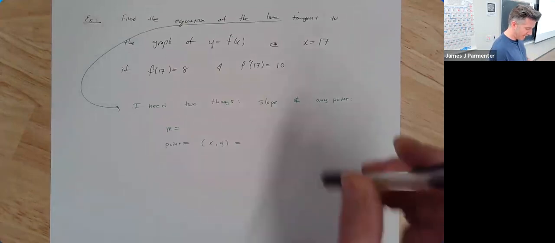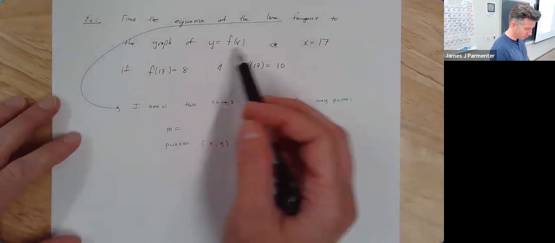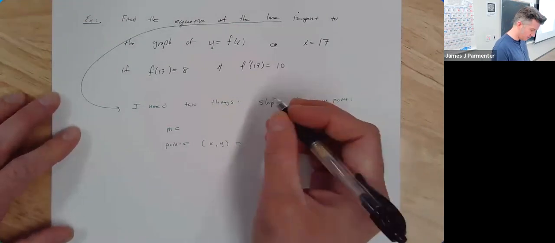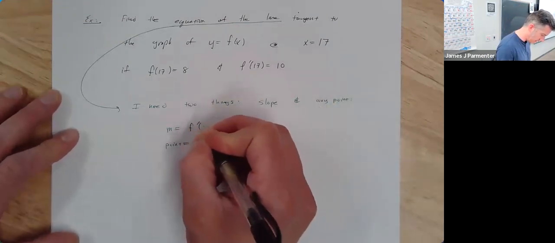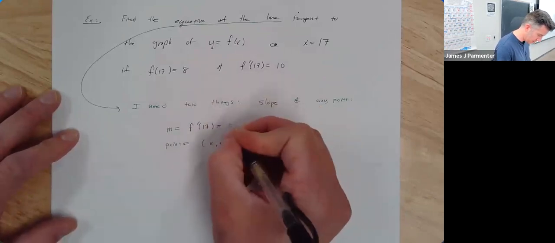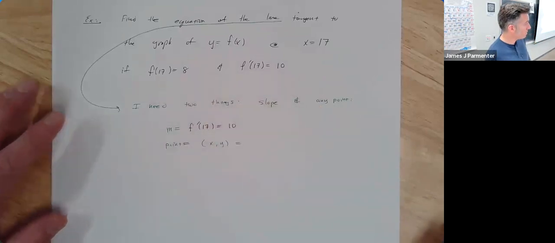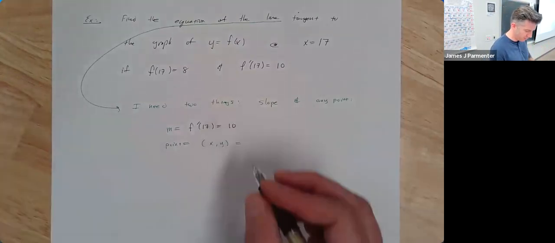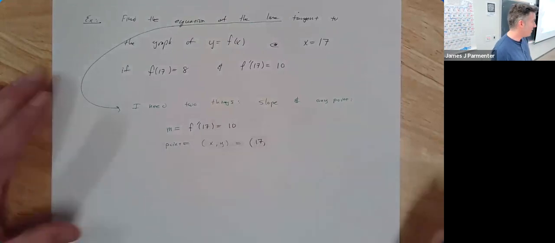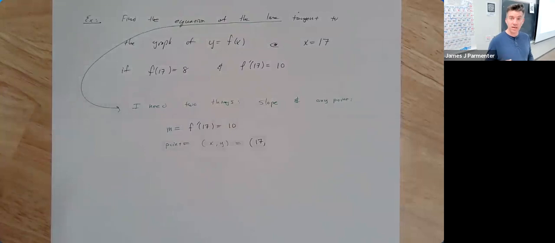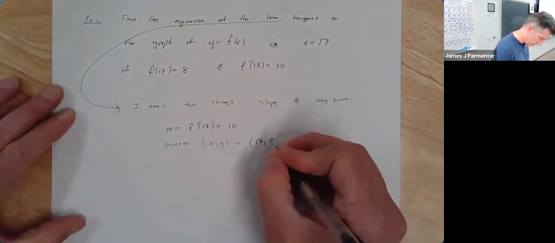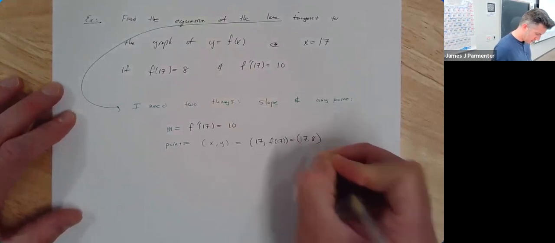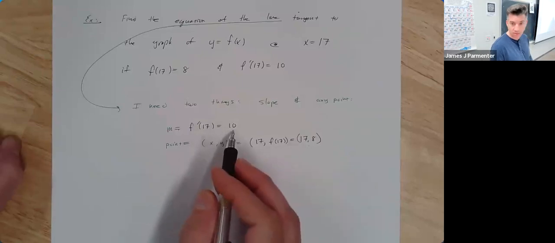Right, if we're looking for the line tangent to the graph of y equals f of x when x is equal to 17, well, the slope is going to be the derivative when x is equal to 17. That's just going to be f prime of 17, which we were told was 10. And the point, well, we already know half of the point: x is 17. And the y coordinate is always just whatever the function value is when you plug in the x value. So it's f of 17, which is also given to us. So there's our point, there's our slope.